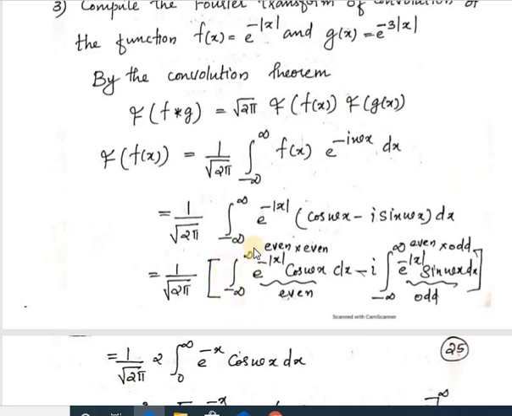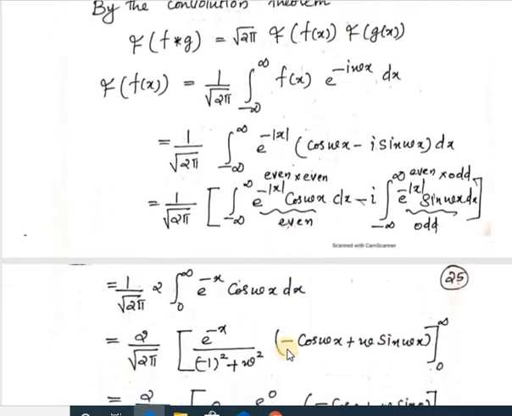Since the integral is from minus to plus infinity, we can check whether the function is even or odd. If the function is odd, the answer is 0. When the function is even, it is 2 times the integral from 0 to infinity. Here the exponential term has |x|, so it is an even function, and cos is an even function, so even into even is again even. Then for the minus i term, the exponential term is even, sin is odd, and even into odd is odd. So this is completely an odd function, and this integral value is 0. The other is an even function, so its integral value is 2 times the integral from 0 to infinity of e^(-x) cos omega x dx.